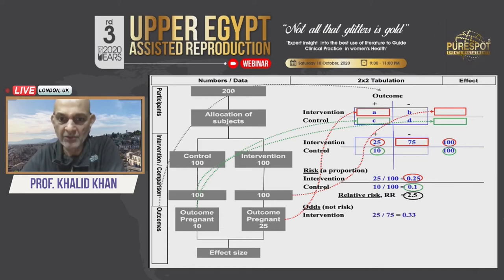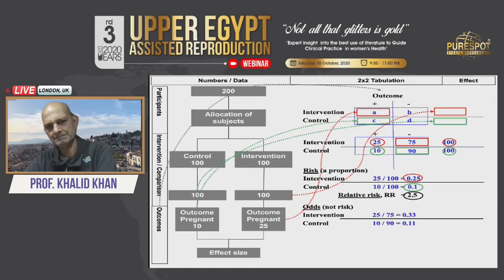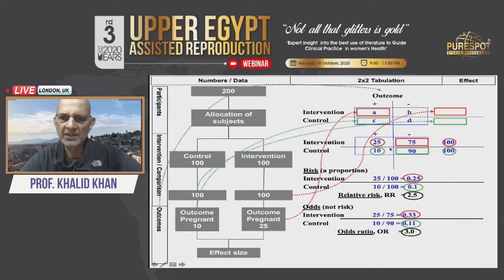And the odds ratio is not risk. It does not use the total, but using this information, we are able to calculate the odds for each group. And then we divide the odds of one group by the other. And when we divide the odds of one group by the other group, then we get the odds ratio. And you can note also that with the same data, it's possible to get two different effect sizes depending on what effect measure we use.